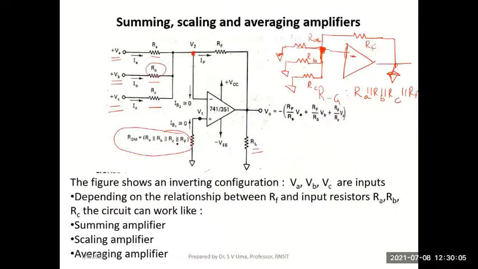That's why we have connected RA parallel, RB parallel, RC parallel, RF. So the same amount of resistance is connected between non-inverting terminal and ground to avoid error voltages.